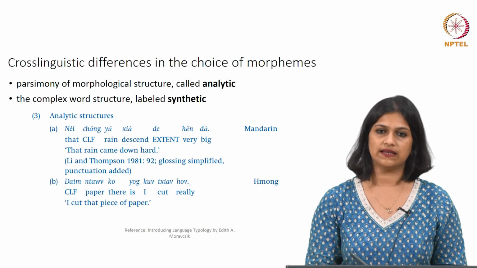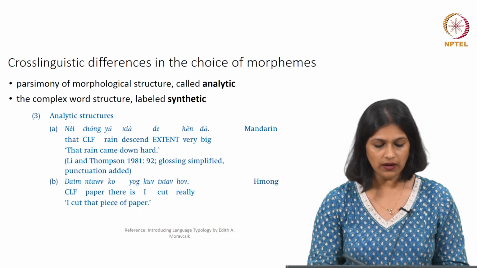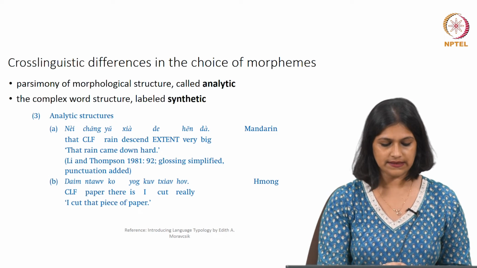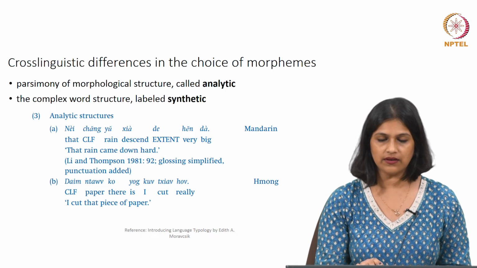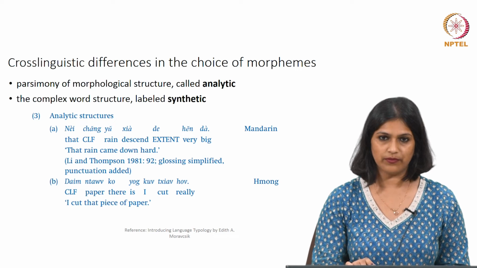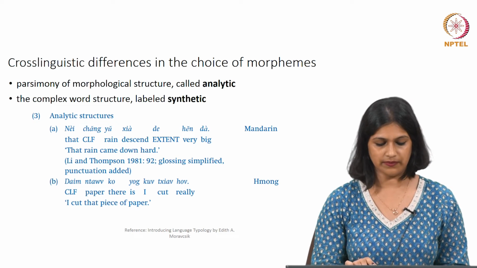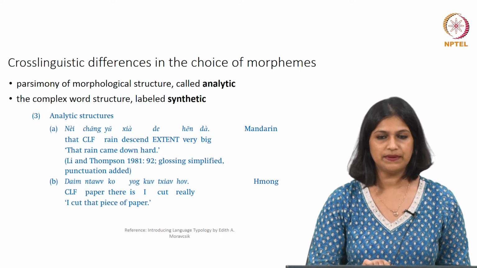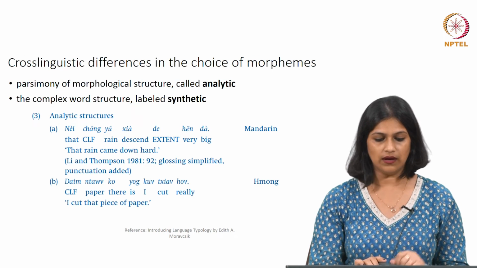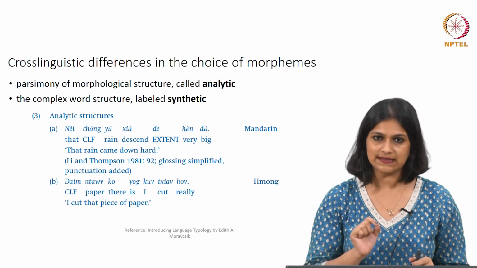Similar is the case with another language like Hmong. So, in that case, if you look at it, here also you see each morpheme has only one set of information, and the meaning is I cut that piece of paper. So, no complexity, you do not see this hyphen or dot things.